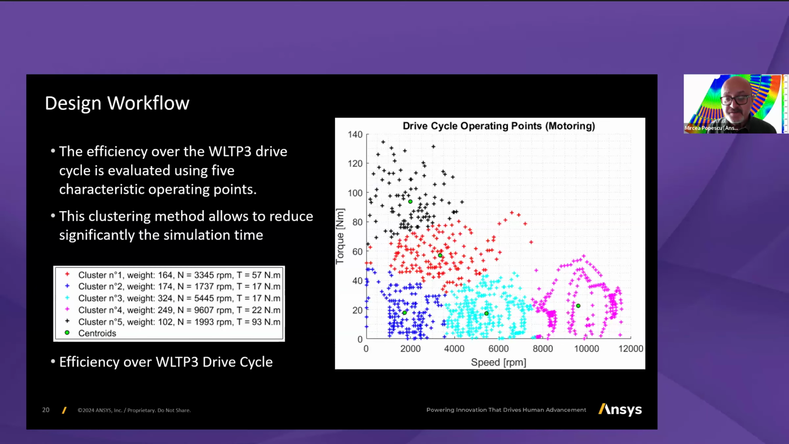For optimization of the design, considering the standard WLTP cycle, we created clusters of points into this drive cycle, and this is a more efficient way to optimize the machine to get the best average efficiency, considering only these 5 clusters rather than all the points in one go. So it was a method to speed up the multiphysics optimization.